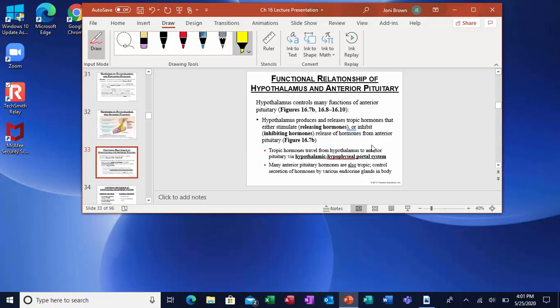It's telling the anterior pituitary to release, for instance, thyroid stimulating hormone, to tell the thyroid to release its hormone, or it will tell the pituitary to release thyroid inhibiting hormone to stop it. Okay? Now, they all are going to travel through that hypothalamic hypophyseal portal system. Many of the anterior pituitary hormones can also be tropic because they will control other glands throughout the body.